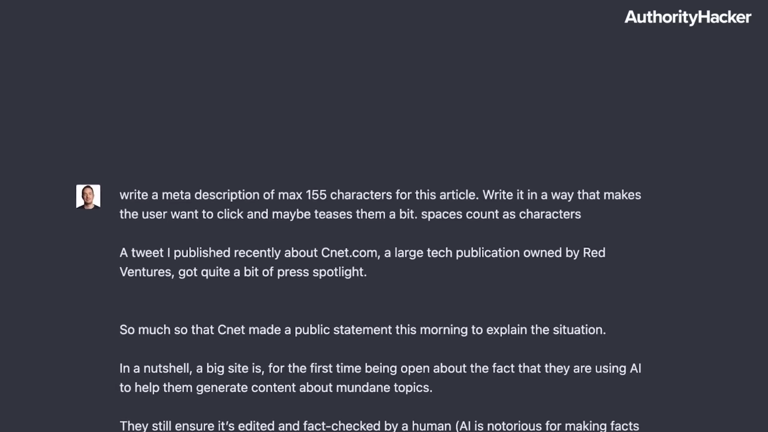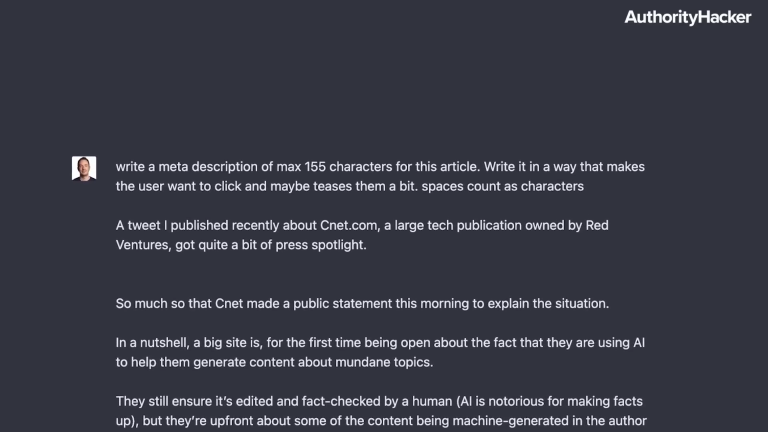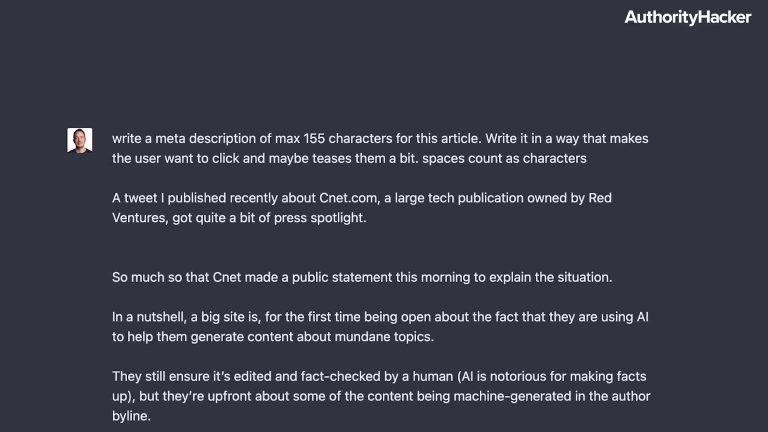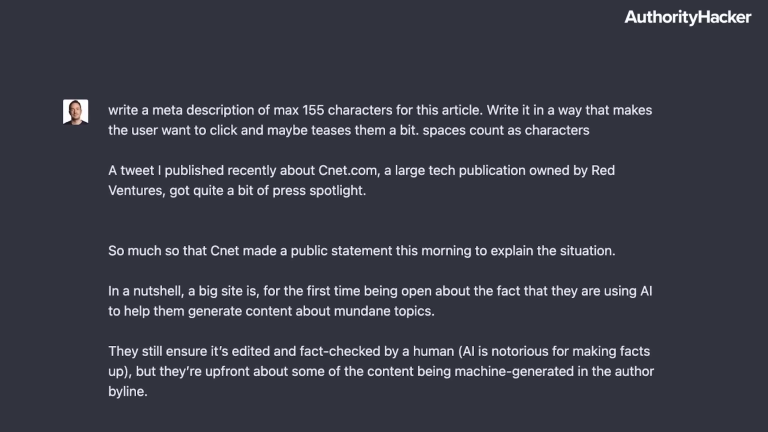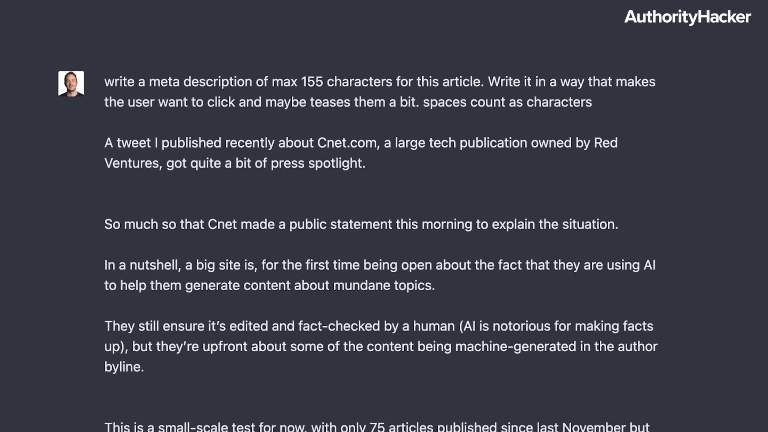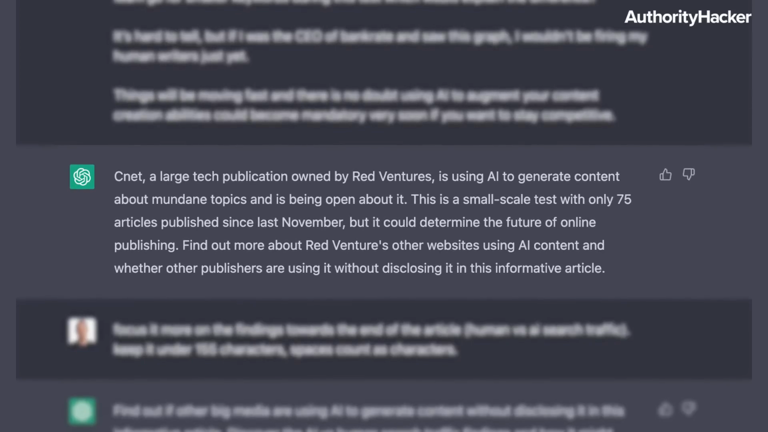So I put an example here where I pasted my last blog post. This example is interesting because you'll see how it doesn't do what you want sometimes. I said, write a meta description of maximum 155 characters for this article. Write it in a way that makes the user want to click and maybe teases them a bit. Space counts as character. I had to say that as well because otherwise it gave me too long stuff. And so it did. And then if you look at the result at the end, it was about this CNET thing. It's way more than 155 characters. Like CNET, a large tech publication owned by Red Ventures, etc.